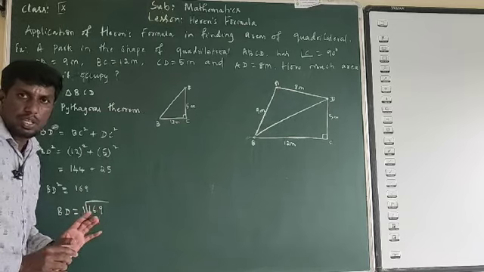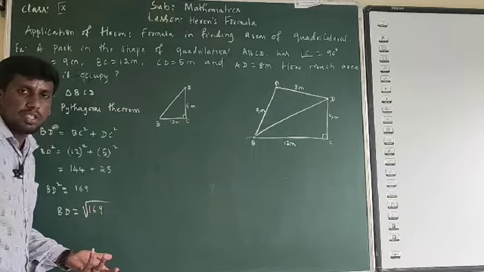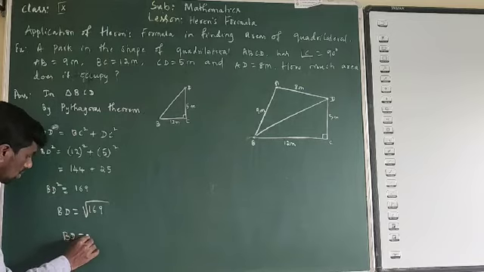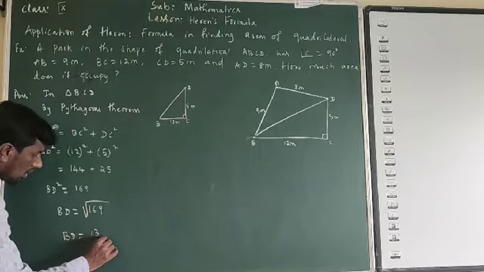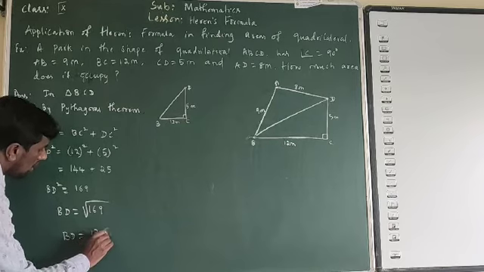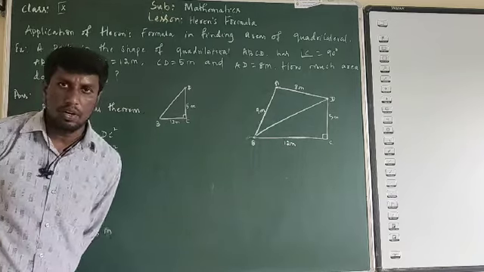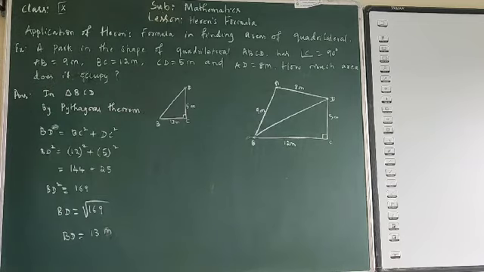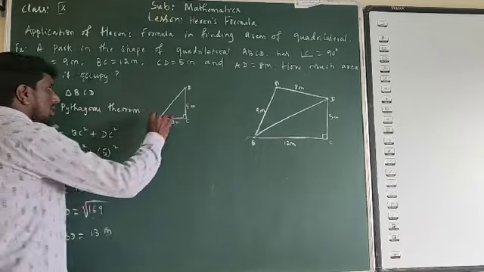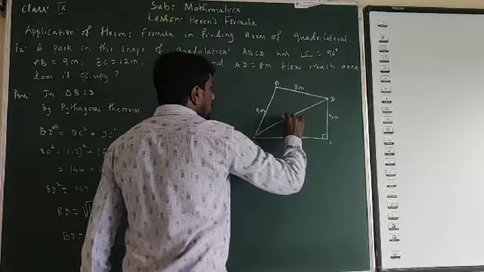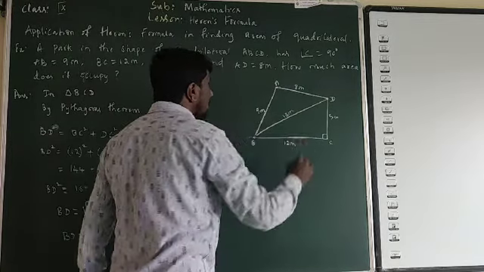What is square root of 169? So BD is equal to square root of 169, which is 13. Right? 13 meter. You know that square root of 169 is 13 meter. So BD is equal to 13 meter. So this is 13 meter. So B to D is equal to 13 meter.